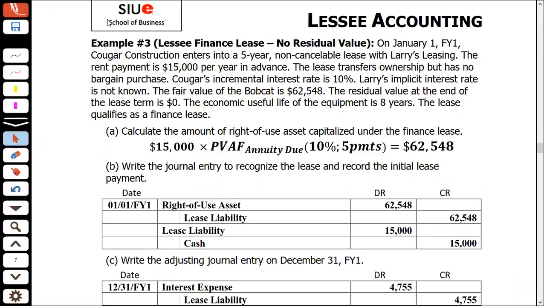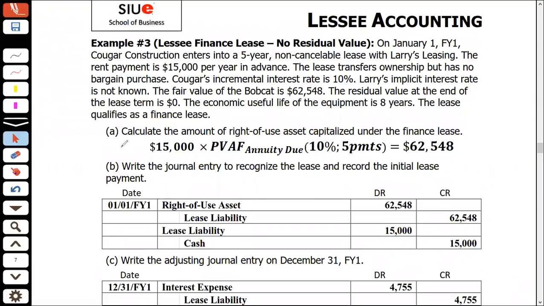Okay, residual value at the end of the lease term is 0. So it's not that it's not guaranteed, there just is not a residual value. Economic useful life of the equipment is 8 years, and it qualifies as a finance lease. Just in case you didn't notice the transfer of ownership, there it is. All right, so in the first part it says calculate the amount of right-of-use asset under the finance lease.